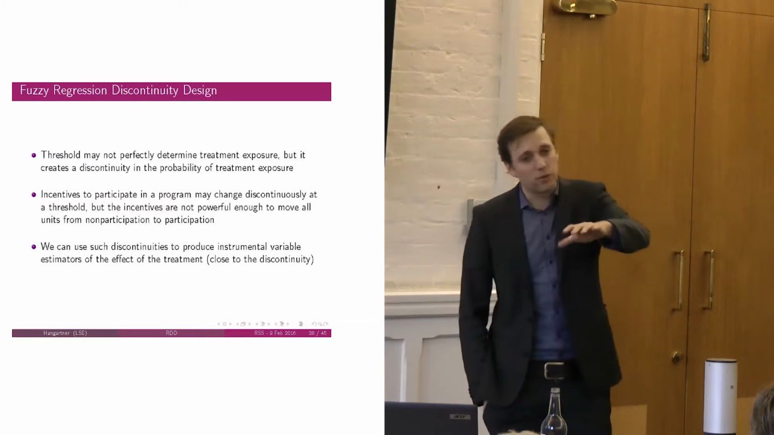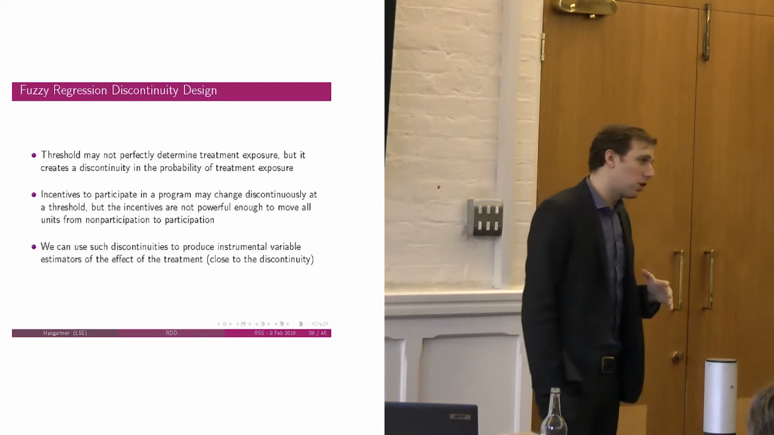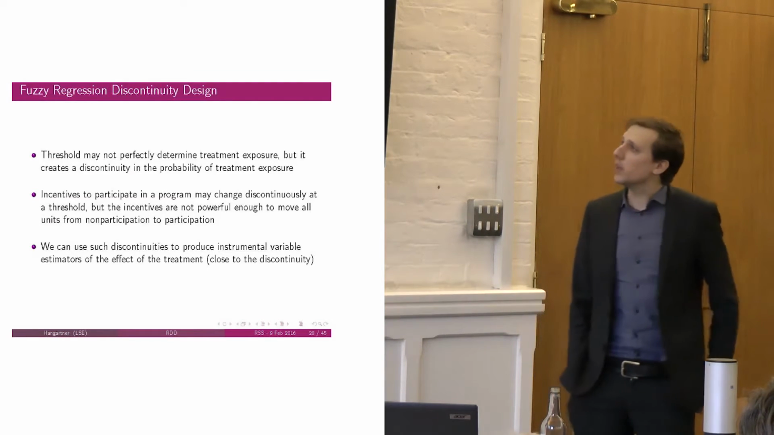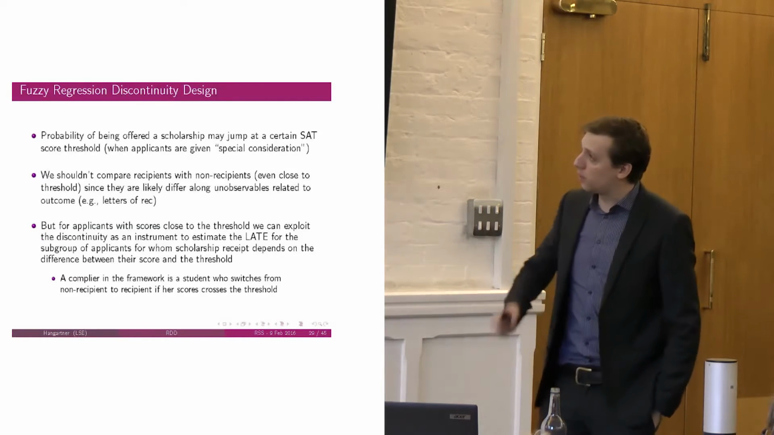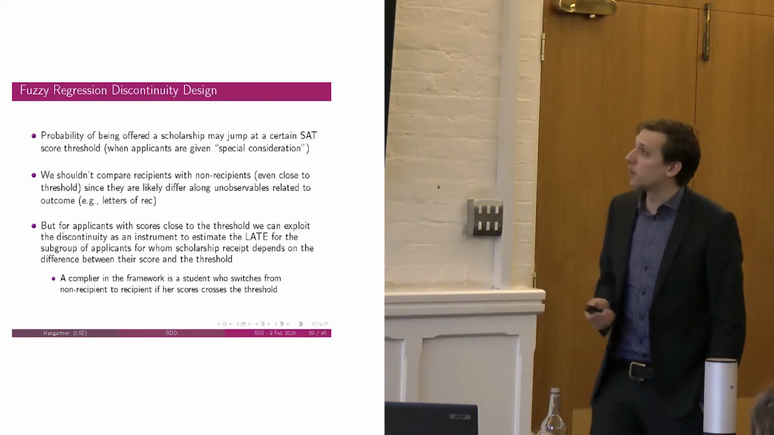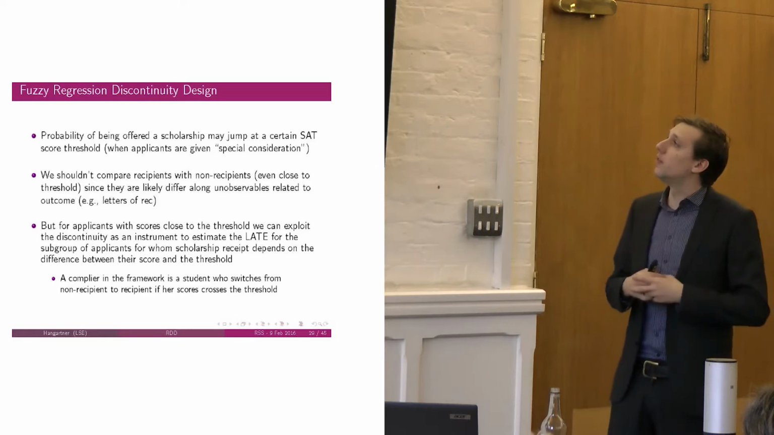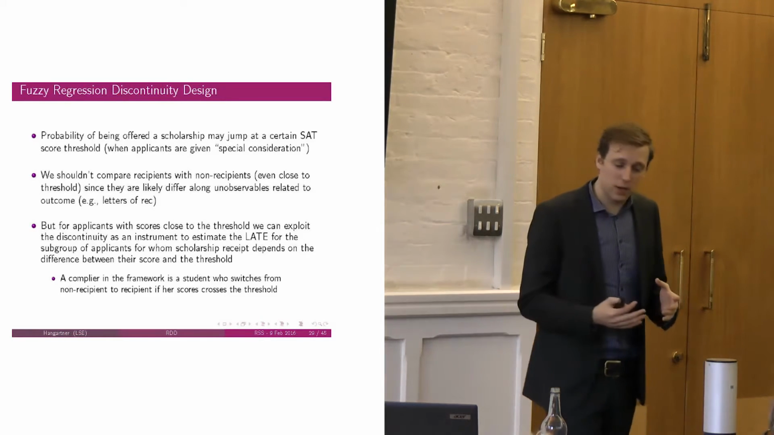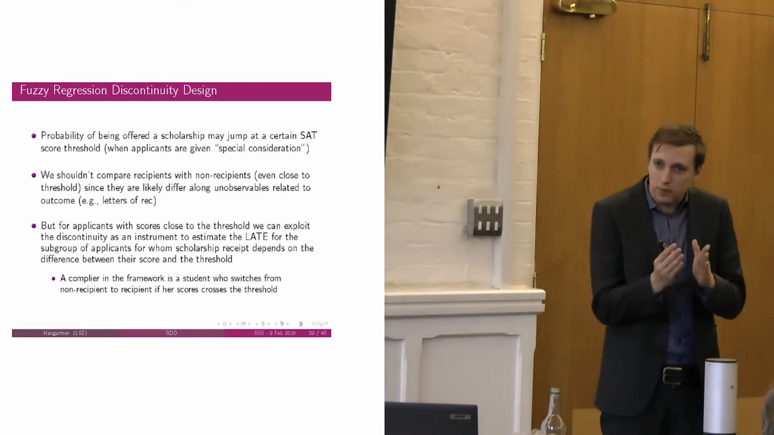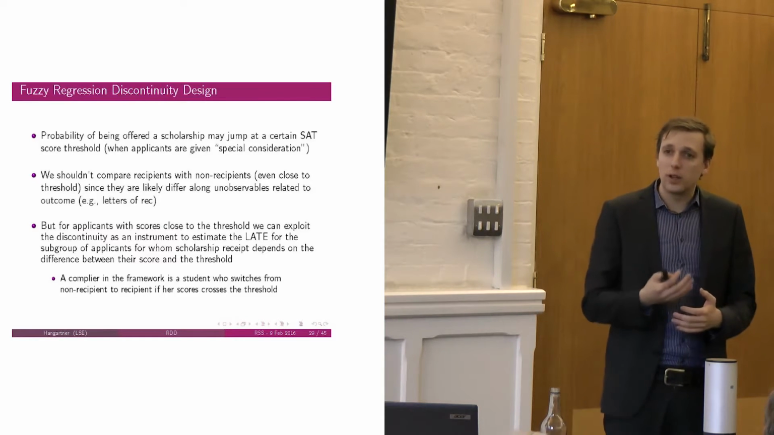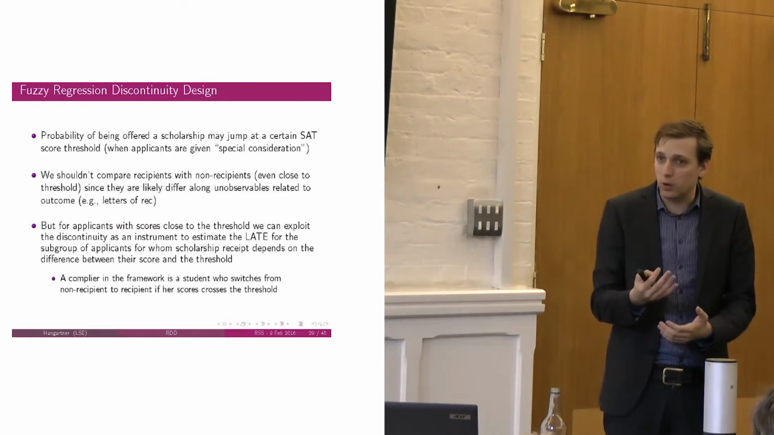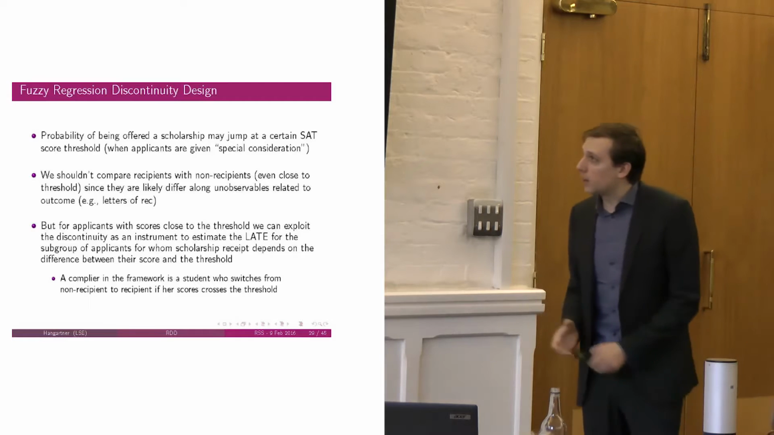And so in that sense, it relates back to what Vanessa talked about, where we use the discontinuity, the threshold, as an instrument, okay? So this is the thing that I'd like to talk about for now. What we shouldn't do in this fuzzy RDD world is just compare recipients with non-recipients, even close to the threshold, right? Because let's say you're focusing on two people above the threshold, at 2,001. One of them received the scholarship, the other didn't. Well, clearly there's some difference between them, right? Maybe the letters of recommendation were better for the first than the second one. So you shouldn't just make that comparison.